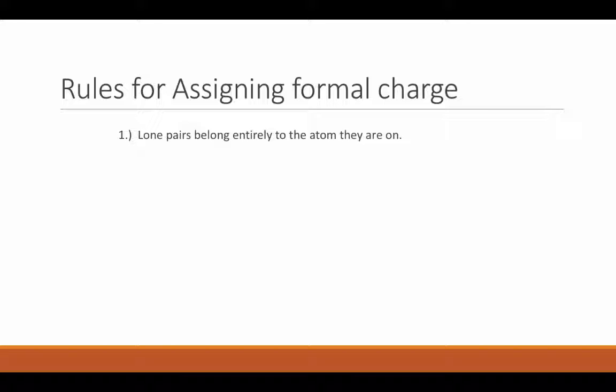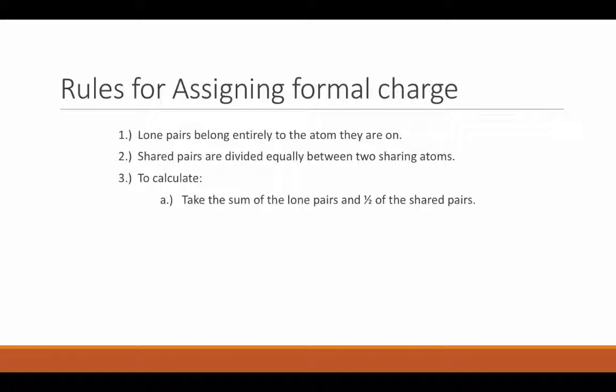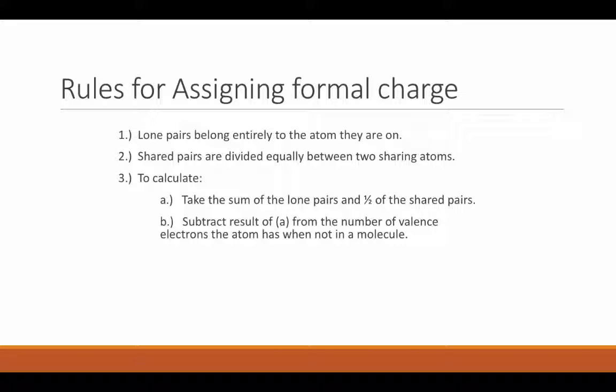First, lone pairs belong entirely to the atom they are on. Therefore, all lone pairs count as 2 electrons for that atom. Shared pairs are divided equally between sharing atoms. Therefore, we count 1 electron in each bond for each of the atoms making up the bond. So to calculate, we take the sum of the lone pair electrons and half of the shared electrons, since they're divided equally, and subtract this result from the number of valence electrons the atom has when not in a molecule.